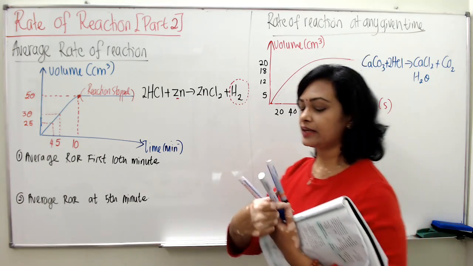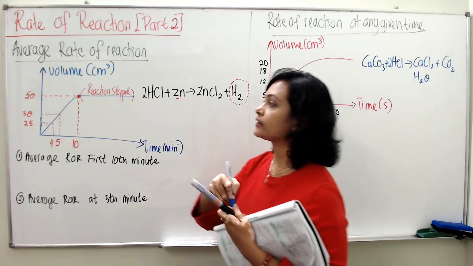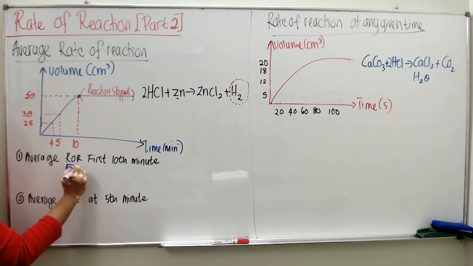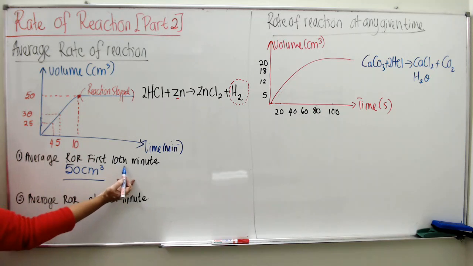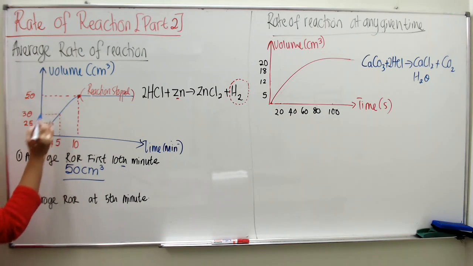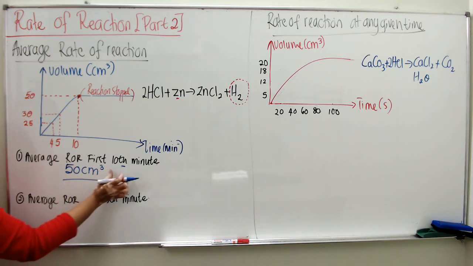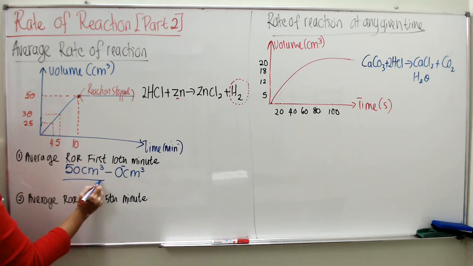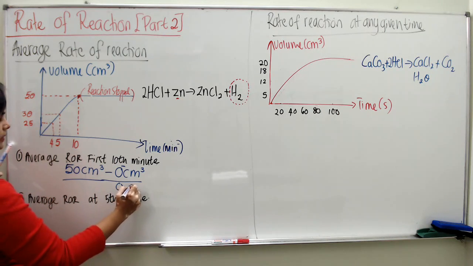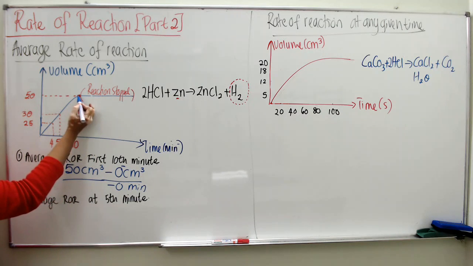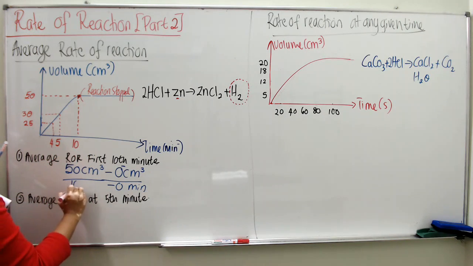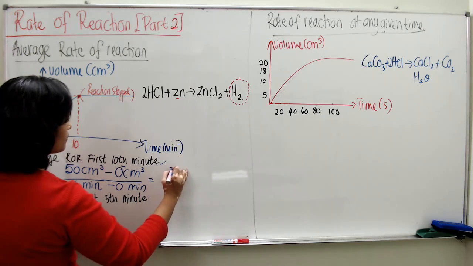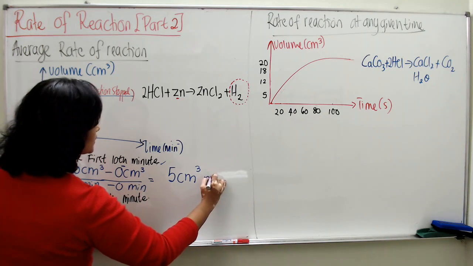If the question asks like this, you don't have to look at anything, just look at the maximum volume of gas collected. The volume of gas collected is 50 cm cube, divided by, can you see they ask for the 10th minute, this is where the reaction stopped. That means you just take the initial to final. In fact, you can say like this: initial is 0 cm cube, minus the final, and the initial time is 0 minute minus the time taken to collect 50 cm cube, which is actually 10 minutes. That's the reason why you get the 10th minute. So you will get 5 cm cube per minute.